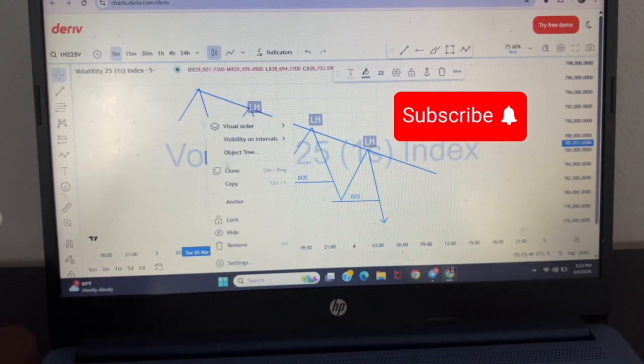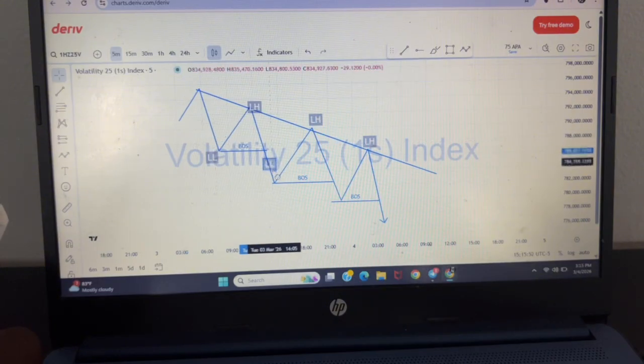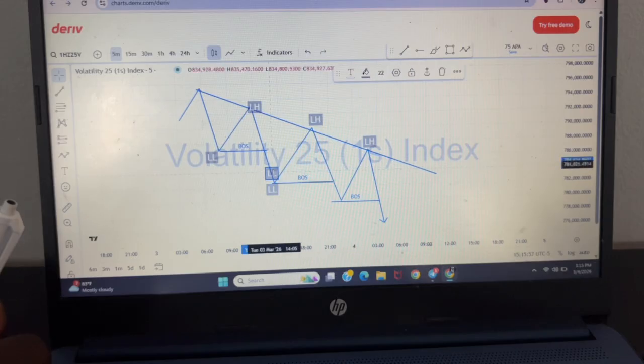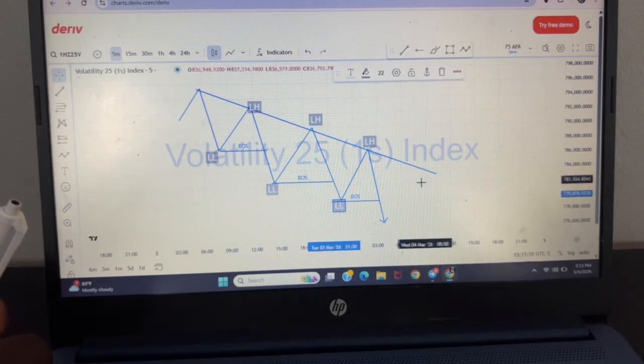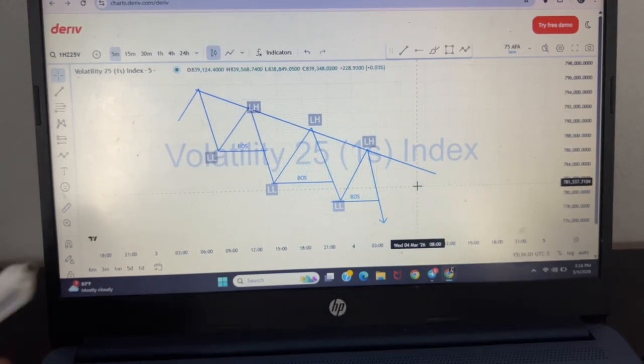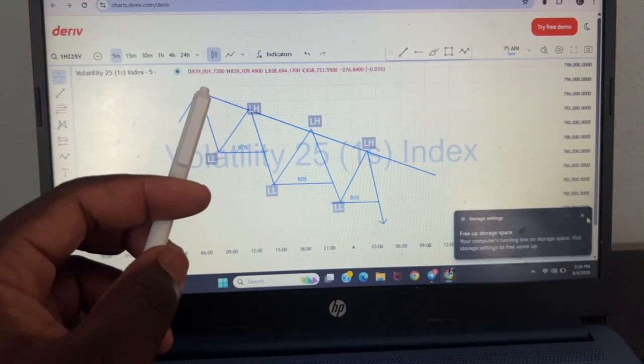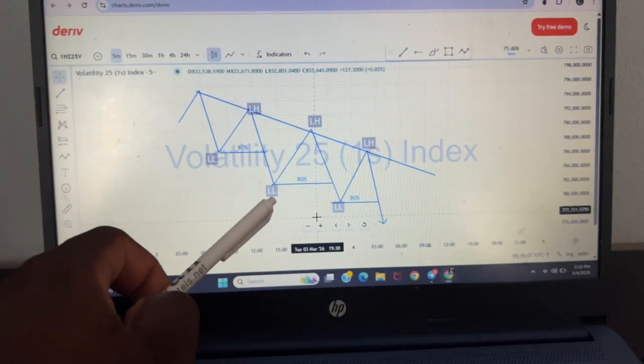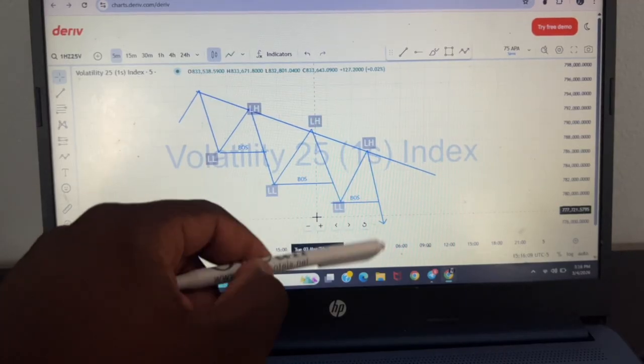Whenever you look at the market and you want to identify a trend, if you cannot identify what trend the market is in, that means it doesn't make sense to trade. If you can identify that the market is in a downtrend, price is making lower highs and lower lows, lower highs and lower lows.